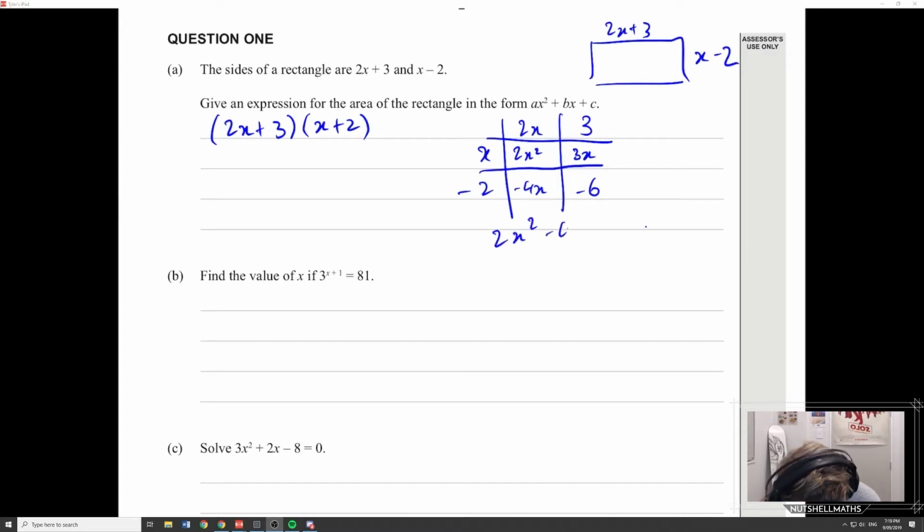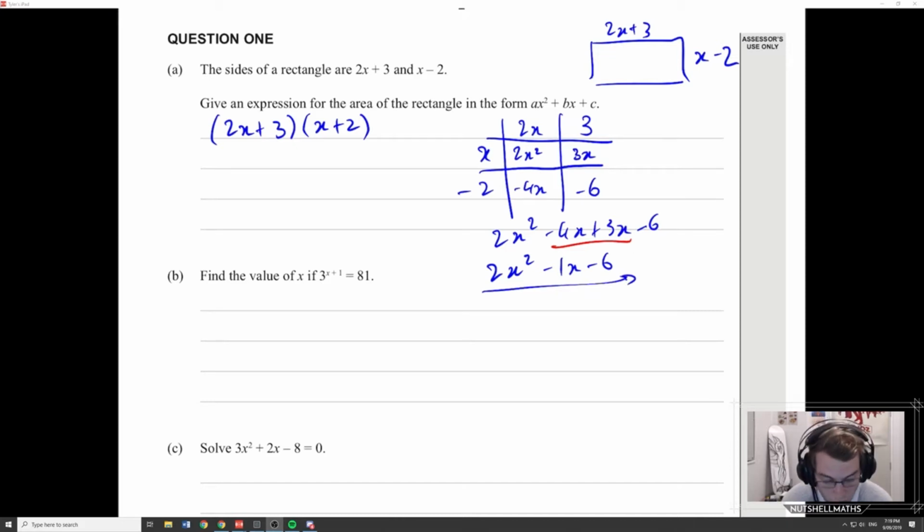2x squared minus 4x plus 3x minus 6. Again, these two are like terms, so we're going to get 2x squared minus 1x minus 6 as our final answer. What this little bit of sentence here meant is that it needs to look like that. You can see we've got an ax squared, a bx, and a c here. So we've got those 3 pieces there. Okay, we should be fine now. I think the negative fixed itself.